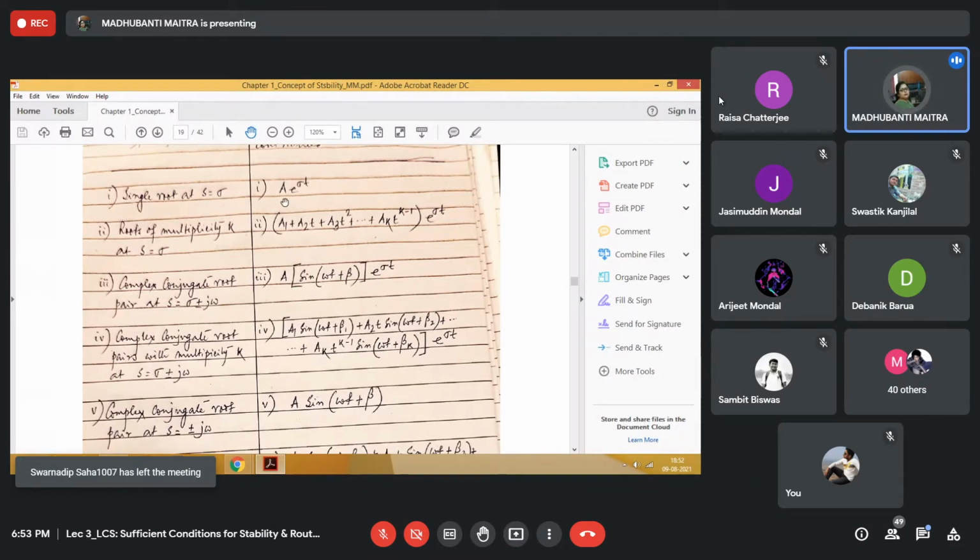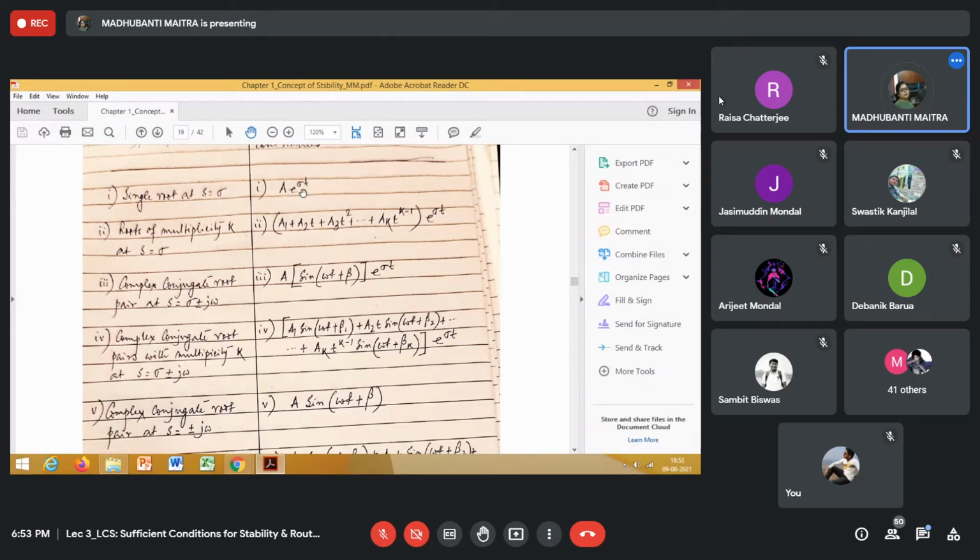Another interesting thing is, if sigma is positive, what will happen to the term a e to the power sigma t? As t tends to infinity, the response term will increase with time and will also tend towards infinity. Finally, we can say that the response will become unbounded if sigma is positive.